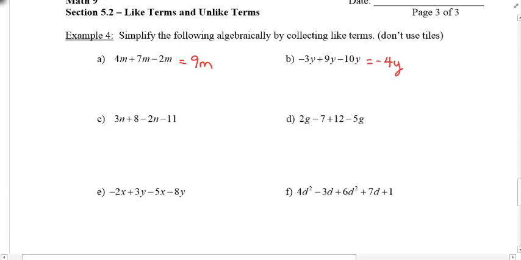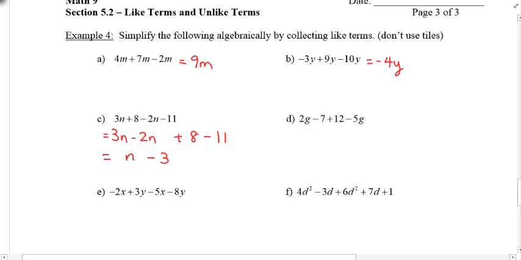Okay, now for part C, notice we've got letters and numbers. So we've got rods and the small squares. So what I'd like us to do, first of all, is just group them together. So let's group all the letters together, or variables, and then let's group all the constants together, the numbers. And then we can now combine like terms separately. 3n, take away 2n's. So 3 rods, take away 2 rods, is just 1 rod, or 1n. 8, take away 11, is just minus 3. And there's our answer. Okay?